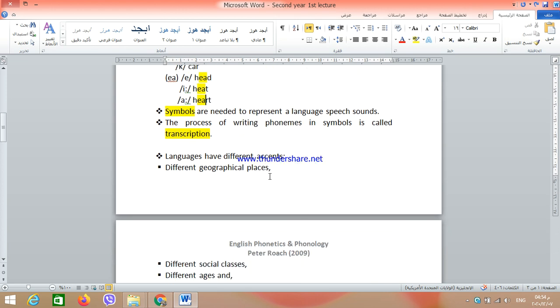Okay? Now, each sound is supposed to be represented by a symbol, and there is always a relationship between symbols and sounds. So, for example, for the sound k, we have a symbol. For the sound a, we have a symbol. And the process of writing phonemes in symbols is called transcription. That is to change the form, the spelling, or the orthographic form into transcription. It is to write in phonemes, in symbols.